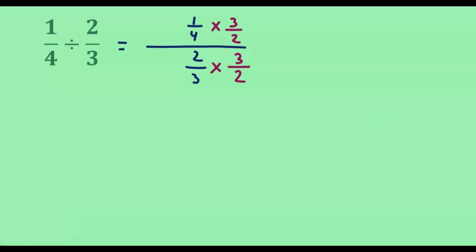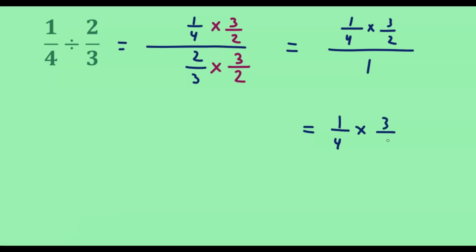Now, what do we end up with? In the numerator, we will have 1 over 4 times 3 over 2. And in the denominator, we have 2 over 3 times 3 over 2. Now, whenever we multiply a fraction by its reciprocal, we end up with 1. And whenever we divide any number by 1, we get that number itself. So if we divide 1 over 4 times 3 over 2 by 1, then we will get that same number, 1 over 4 times 3 over 2. And so that means that this is equal to 1 over 4 times 3 over 2.